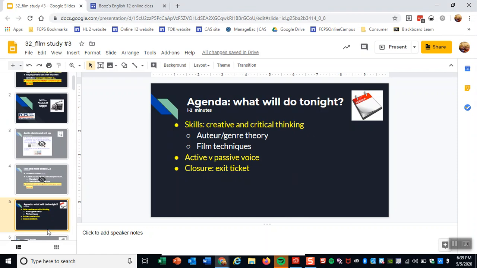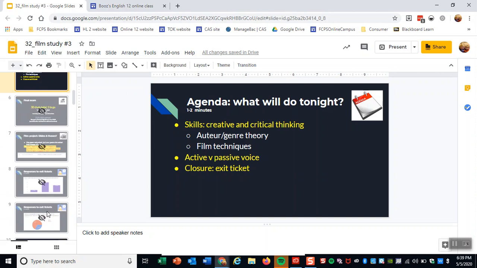And then obviously we're going to deal with what it says on the screen, active and passive voice, to try to make sure that you're not using the verb to be or speaking about somebody in a passive voice. And then we'll deal with the exit ticket and move on.